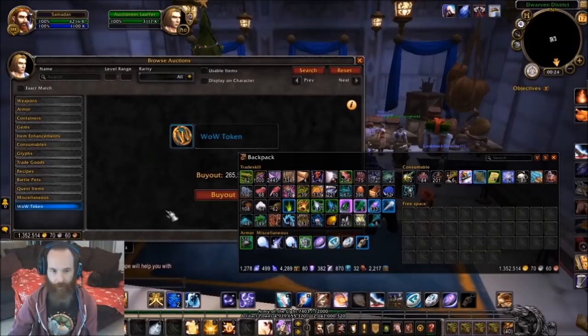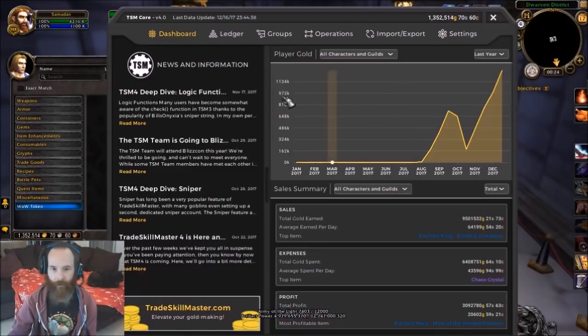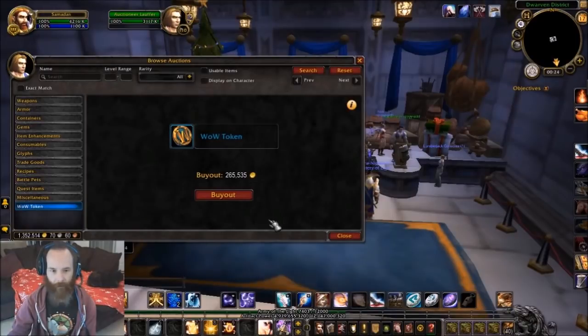5 WoW tokens. Let's look at our gold graph at the moment first. Where's the gold graph? So currently, we all started in August 2017, bought a few tokens, and now we've climbed all the way up here, up to the lofty heights. Can't change the thing at the moment. And now we're going to spend all our money on 5 tokens.